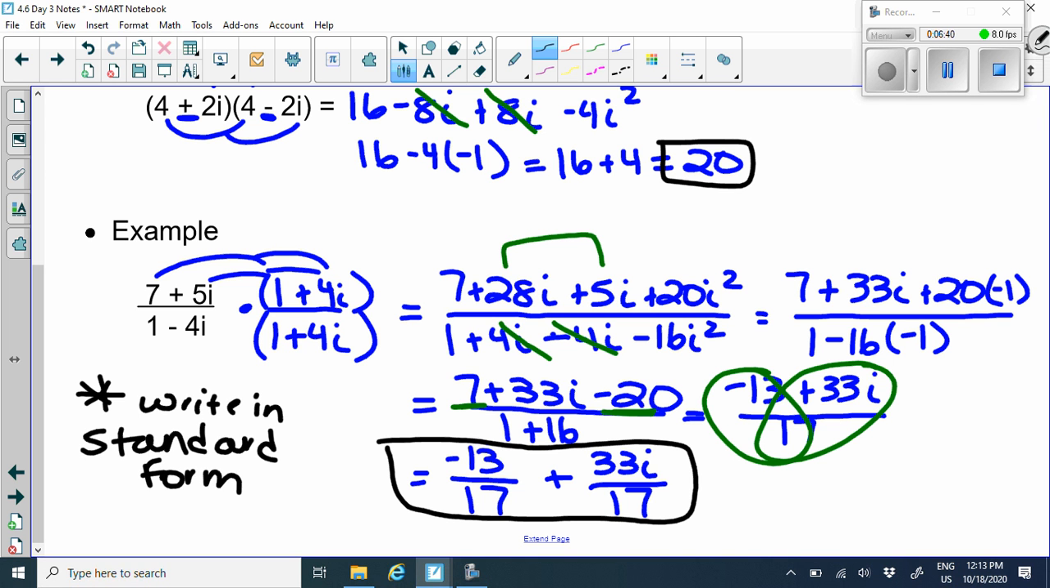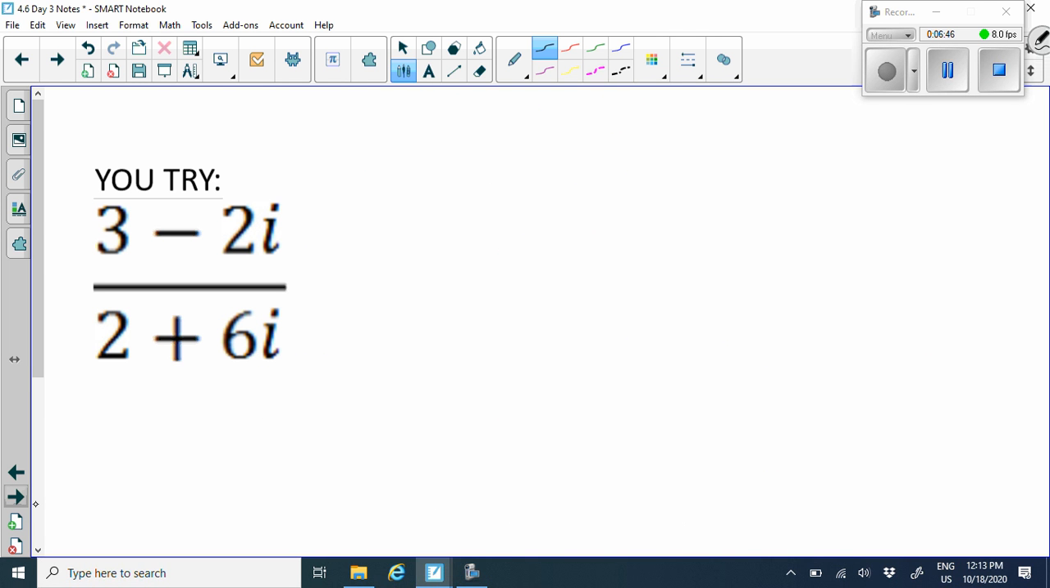Okay, we're going to try another one of those. Okay, I would like you guys to go ahead and pause the video and try this one. Okay, let's see how you did here. So, let's multiply by the conjugate. Okay, the conjugate, remember we look at the denominator. So our conjugate here is going to be 2 minus 6i. And what I mean by conjugate is that the sign in between the real and imaginary part just changes. So we had an addition, we change it to a subtraction, and that's our conjugate.